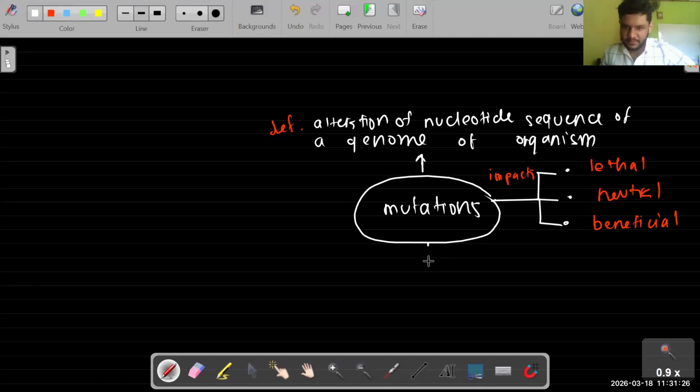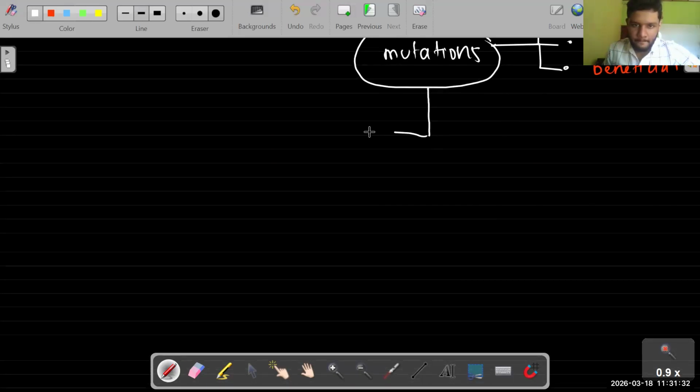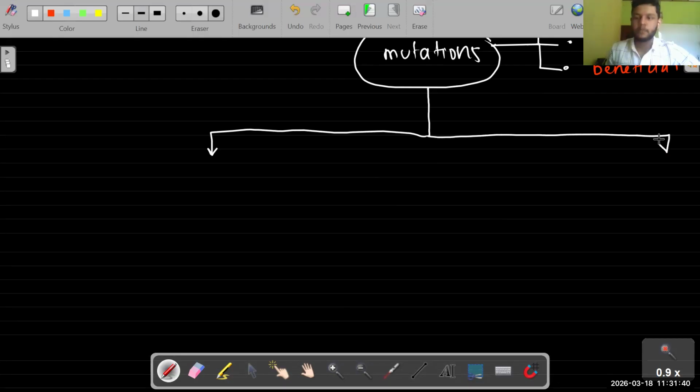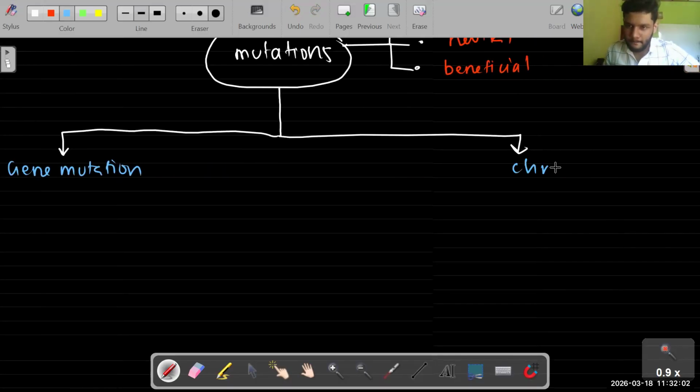And then we are coming to the classification of mutations. Mutations are divided into two types. What are they? Gene mutation and chromosomal mutation.